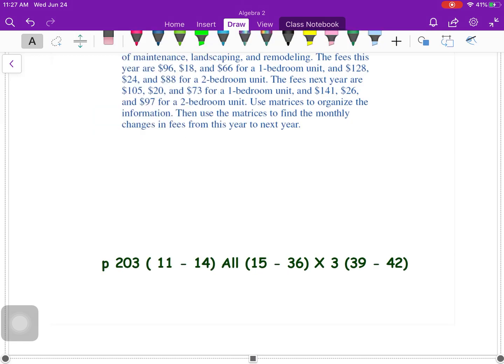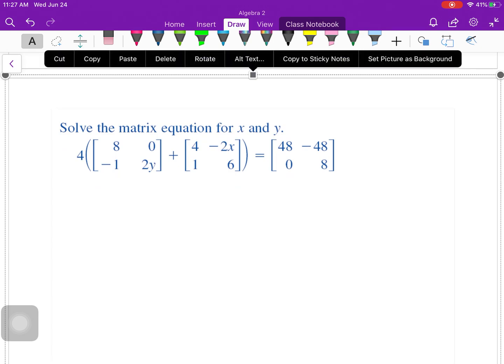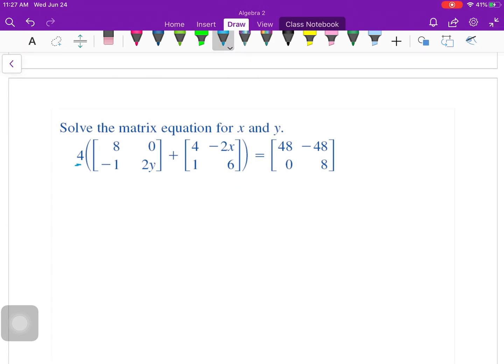This next one has me first add and then multiply by a scalar of 4. And then I'm going to set it equal to this 2 by 2. So I'm just going to carry this scalar along. When I add 8 plus 4, I get 12. 0 plus -2x is -2x. -1 plus 1 is 0. 2y plus 6 is 2y plus 6.